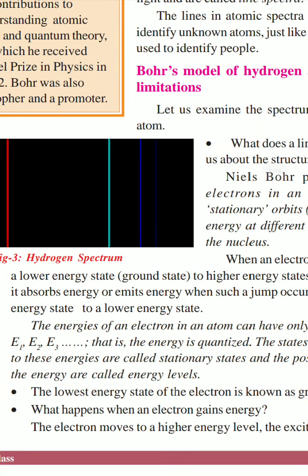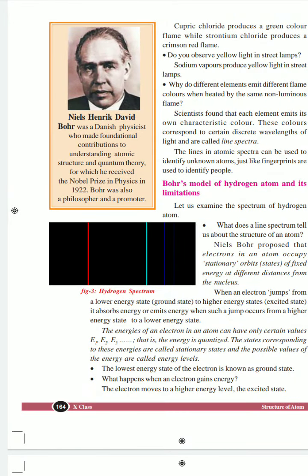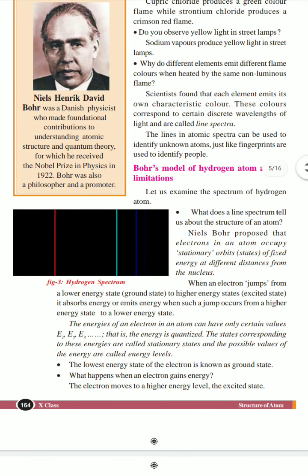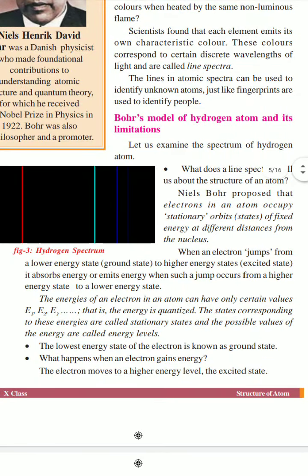When an electron jumps from a lower energy state to a higher energy state, it will absorb some energy. Whenever the electron jumps from a higher energy level to a lower energy level, it emits energy. So whenever the electron jumps from a lower to a higher energy level, it gains energy, meaning it absorbs energy, and whenever it jumps from a higher to a lower energy level, it emits energy.